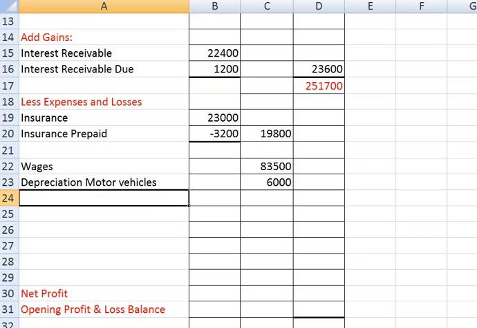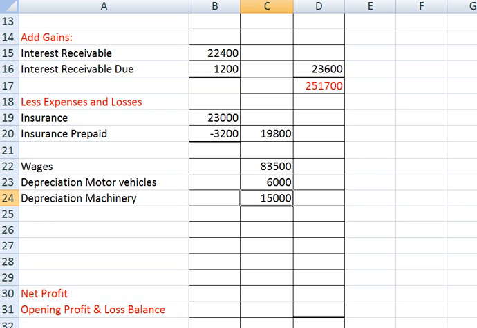And the depreciation on machinery is 15,000 euros. Now, where I got those figures from was down in the adjustments. You'll see that the motor vehicle depreciation is 12%. And in the trial balance, you'll see that the motor vehicle figure is 50,000 euros. So 12% of 50,000 is 6,000. Likewise, machinery is going to be depreciated at 10%, and in the trial balance the machinery is worth 150,000, so 10% of 150,000 is 15,000 euros.